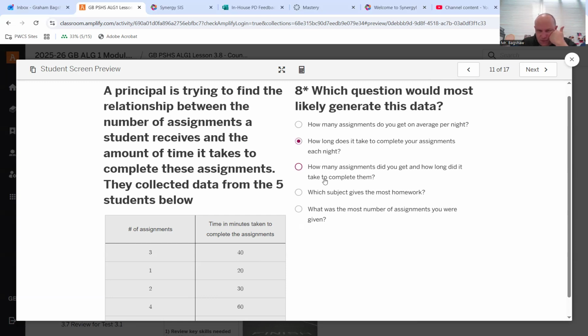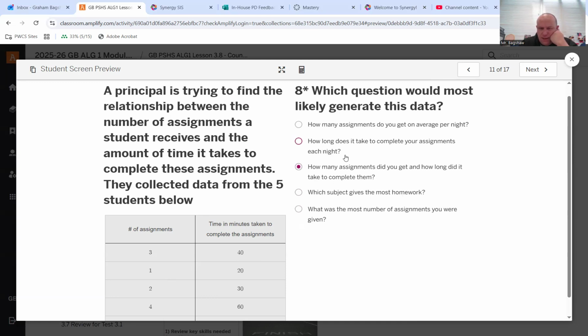Well, that looks even more specific to this question, so I'm going to go with this one here. Which subject gives the most homework? It doesn't even tell us a subject, so it's definitely not that one. What was the most number of assignments you were given? Well, we're talking to individual people here, so it's not that. They just asked what was on a specific date.